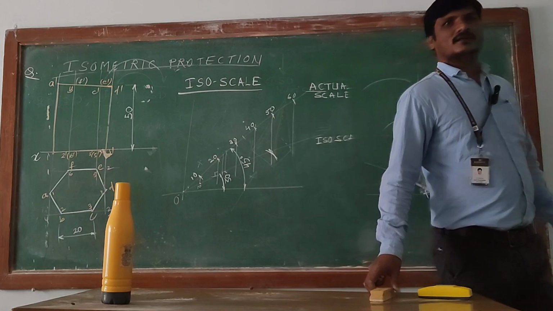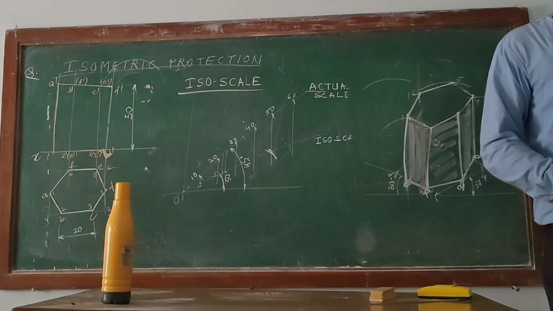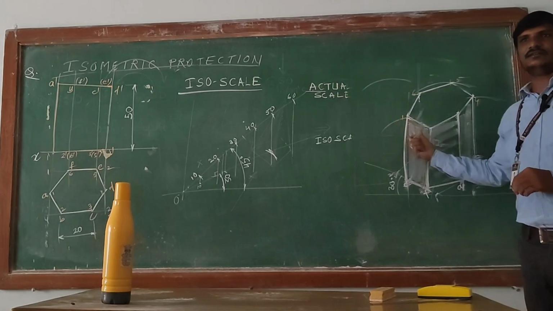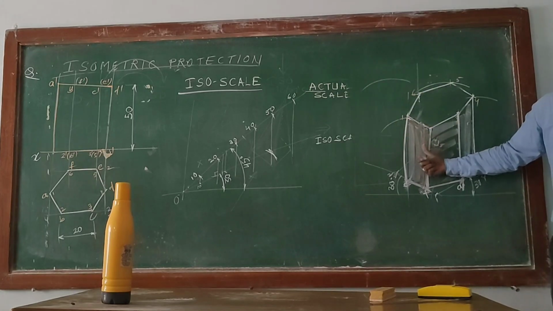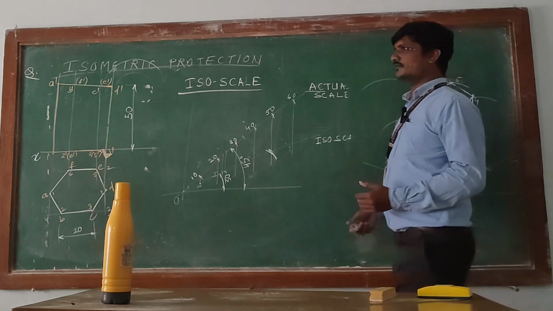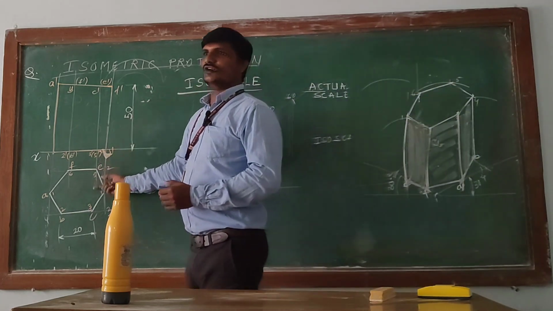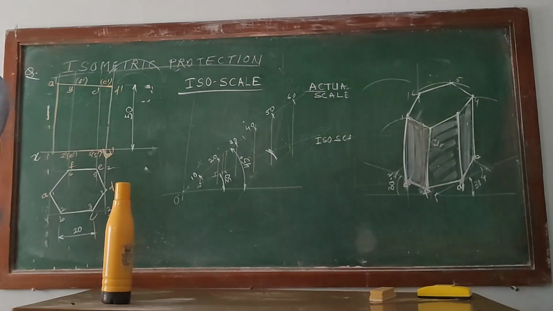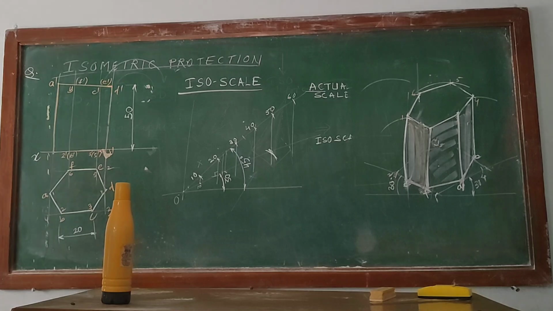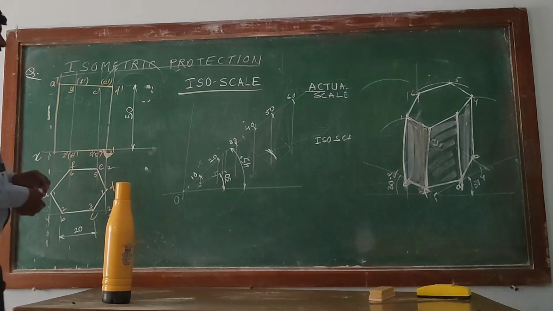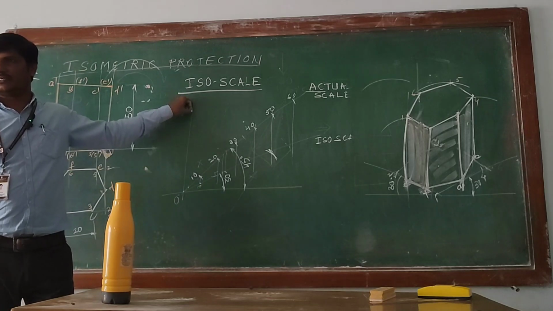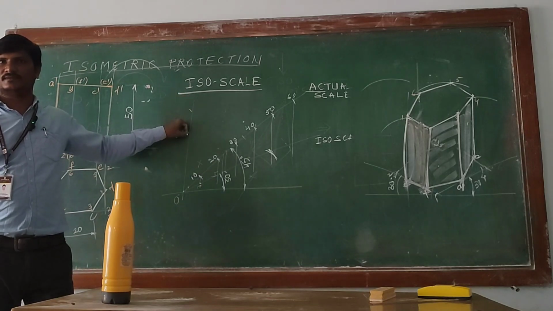Okay, so I will give some of the problems, some of the views. You have to draw your isometric projections. You can take example of hexagonal pyramid, square pyramid, or different objects which are there in your textbook. So this is the method, and in the textbook this scale conversion is not mentioned. So you have to follow this method.